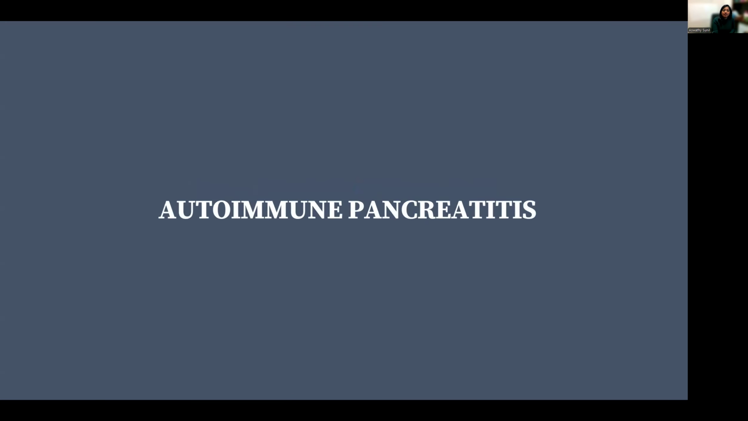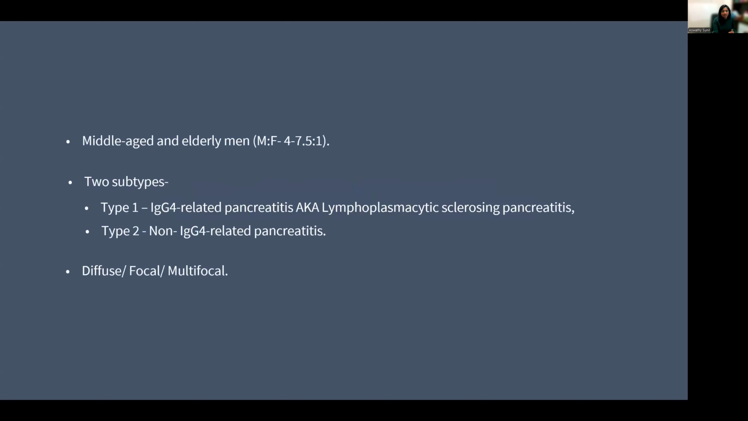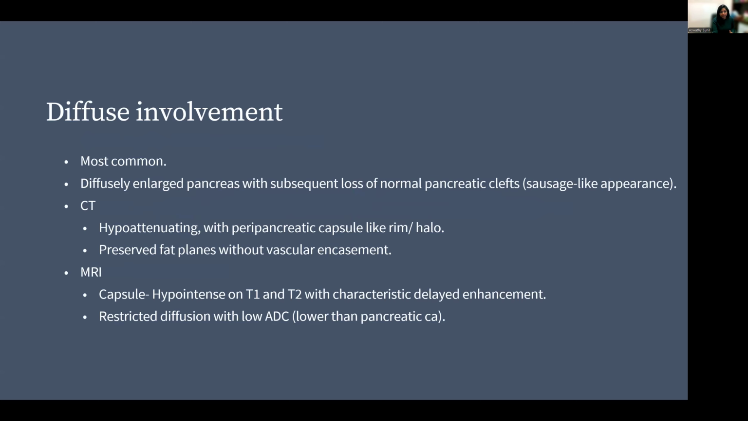Coming to abdominal findings, first is autoimmune pancreatitis. They usually occur in middle-aged and elderly men. There are 2 subtypes, type 1 and 2. It is type 1 that is predominantly IgG4-related pancreatitis, which is also called lymphoplasmacytic sclerosing pancreatitis. It can be diffuse, focal, or multifocal. Diffuse involvement is more common. They show diffusely enlarged pancreas with subsequent loss of normal pancreatic clefts, giving it the classical sausage-like appearance.